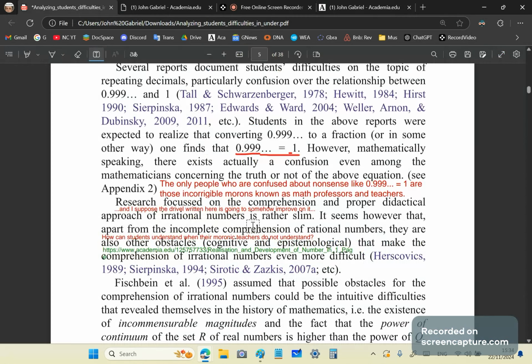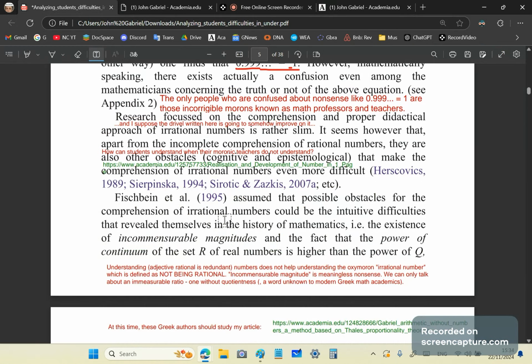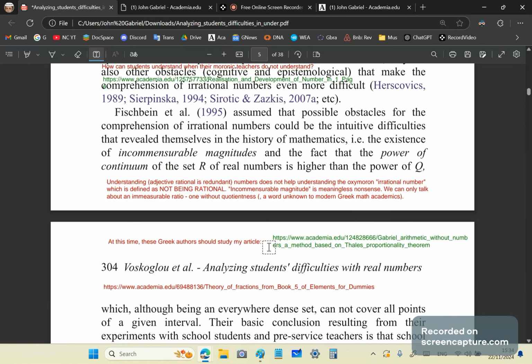Right, so it seems, they say, "however, that apart from the incomplete comprehension of rational numbers, there are also other obstacles that make comprehension of irrational numbers more difficult." But it's absolute rubbish because rational numbers are defined perfectly well without any other concept, especially an ill-formed concept like irrational numbers, all right? And of course, irrational number is an oxymoron because if you say irrational number, it's like saying irrational rational, which doesn't make sense, okay?